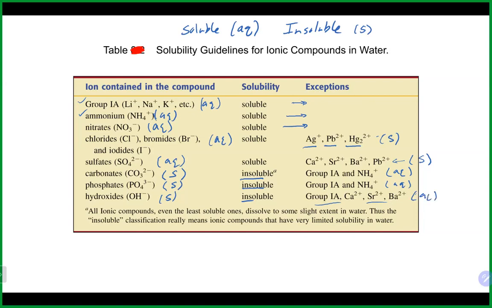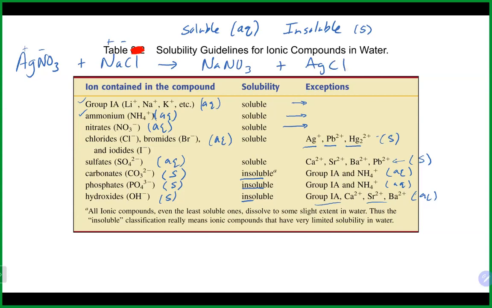So we can use these rules to help us understand an equation such as this one: silver nitrate plus sodium chloride. That's a double displacement reaction. We talked about how the positive and negative ions switch partners and make sodium nitrate plus silver chloride.